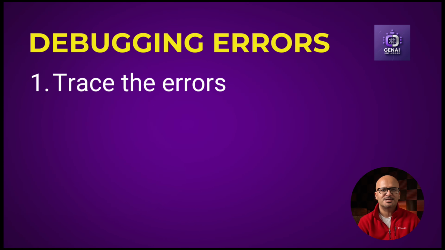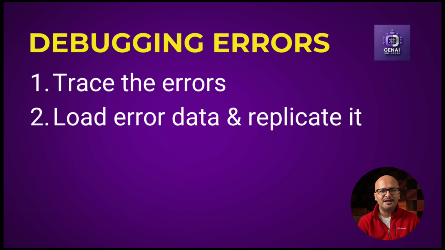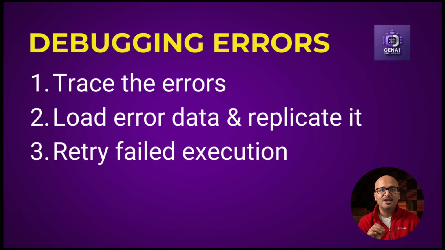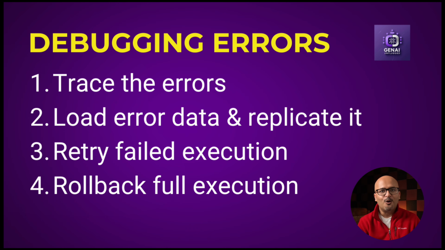Well, you are building AI automation workflows and some of the workflows have started suddenly failing. You might want to trace those errors. You might want to load the error data and replicate what the issue is so that you can fix them. You might also want to retry the failed execution in case of some sort of temporary error, or you might want to roll back the entire workflow to a previous working state.